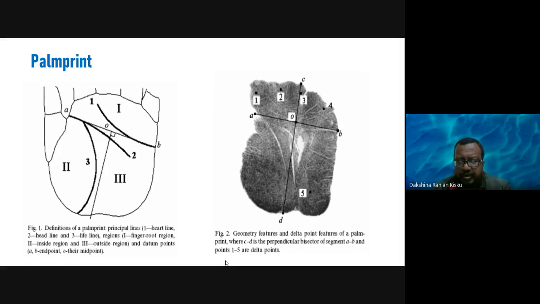So perpendicular bisector means that if we join two datum points A and B by a straight line, then a straight line passing through the midpoint will be perpendicular to the straight line which is joining the two datum points A and B. Okay, so this is called the perpendicular bisector of segment AB.